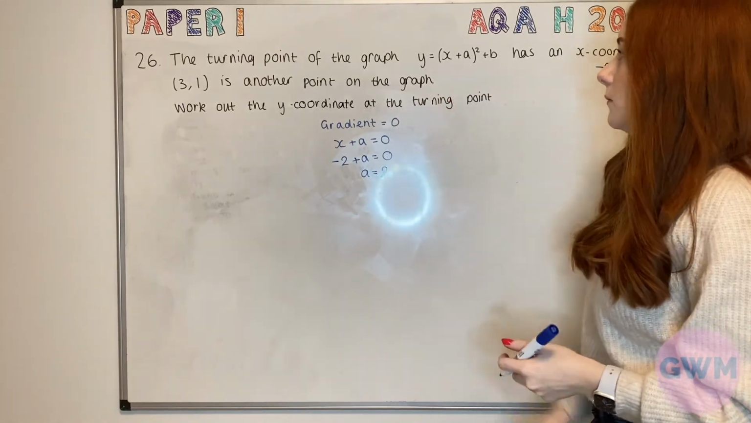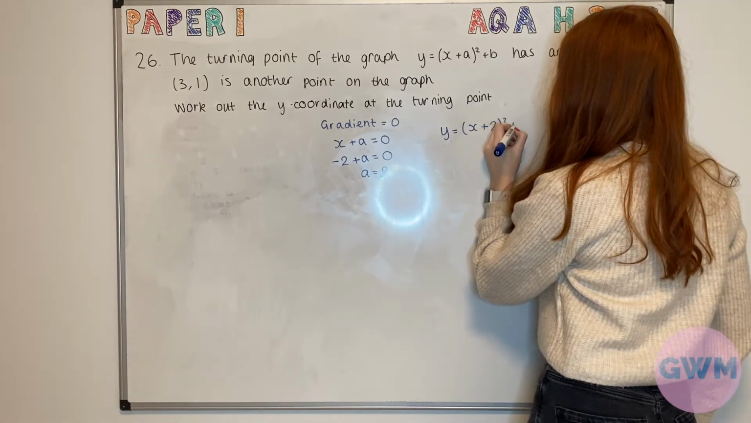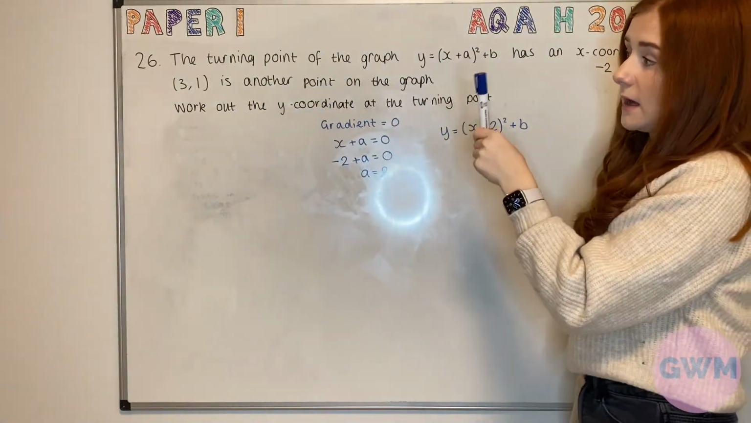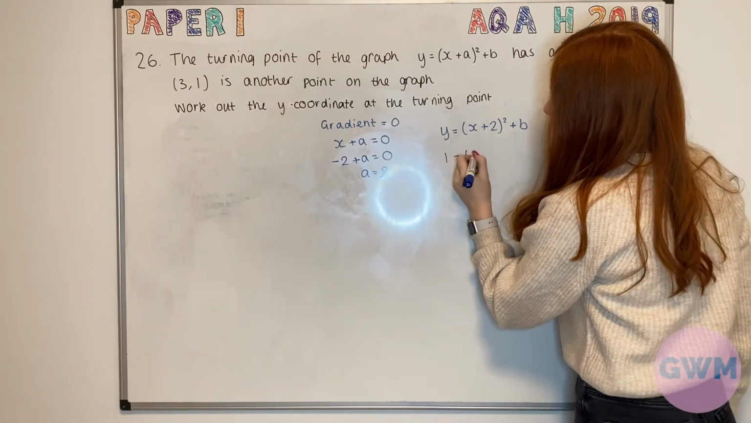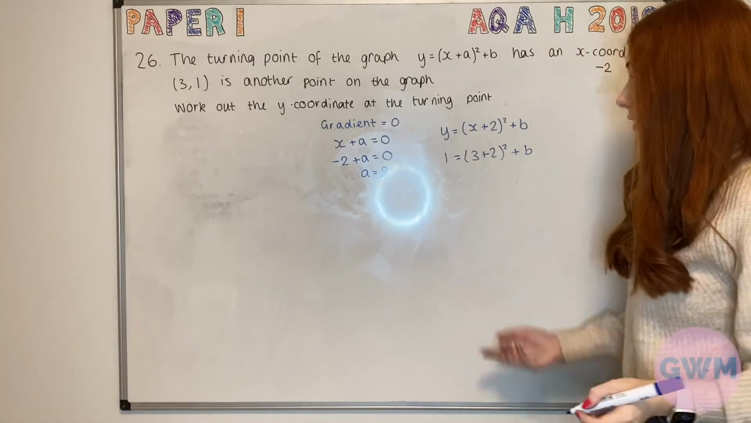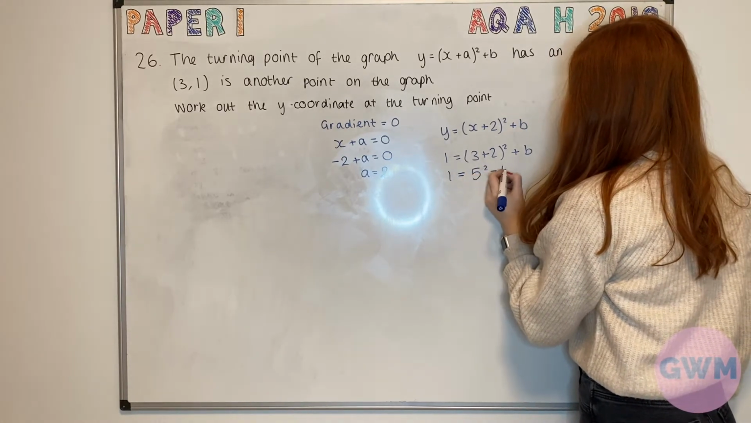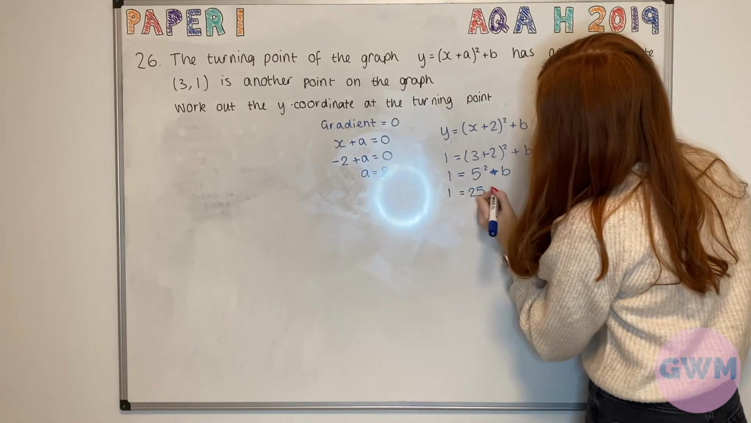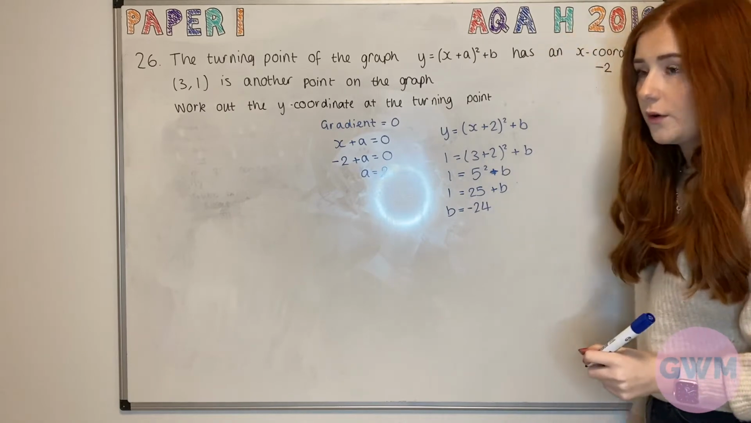So now we know a, we know the equation can now be this. Now, remember it told us another point on the graph, that the graph passes through x is 3 and y is 1. Look, it's given us another equation with only one variable, meaning we can solve it. So we get 1 equals, inside the brackets we add, 5 squared, 25, plus b. Move the 25 across, you get b equals minus 24.